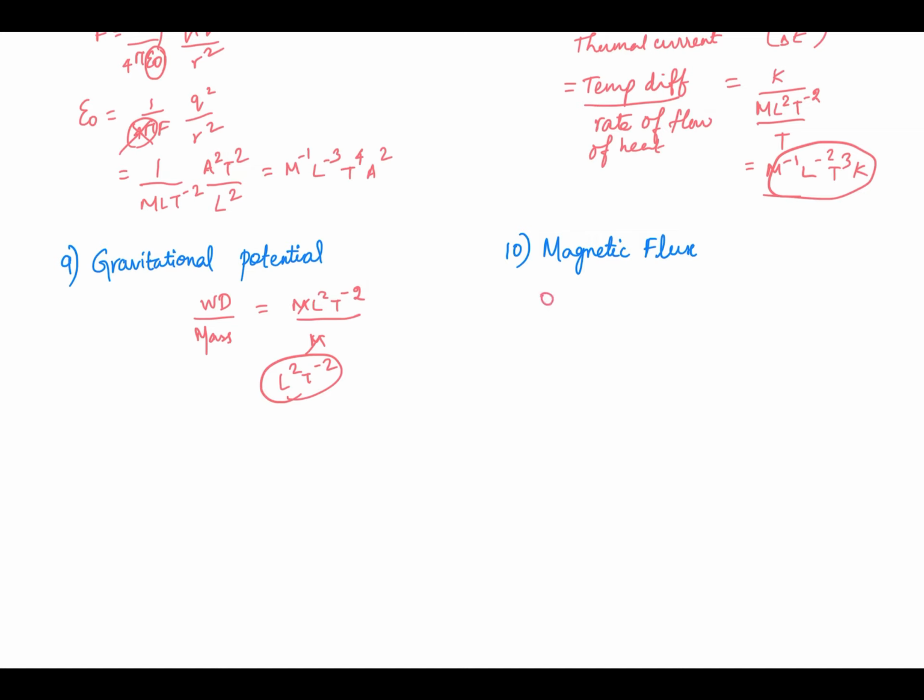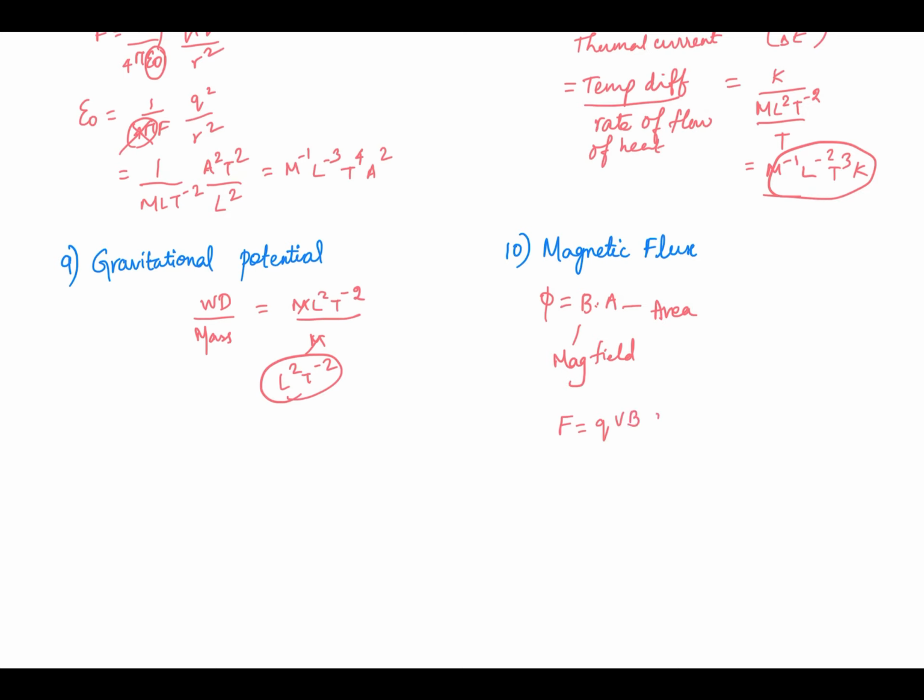Let's go to magnetic flux. First, what is flux? Flux is equal to B dot A. B is magnetic field, right? B is magnetic field, and A is the area. Magnetic field into area, that is the formula of flux. And now let's first find the dimensional formula of magnetic field. Then let's substitute that value in flux, okay?